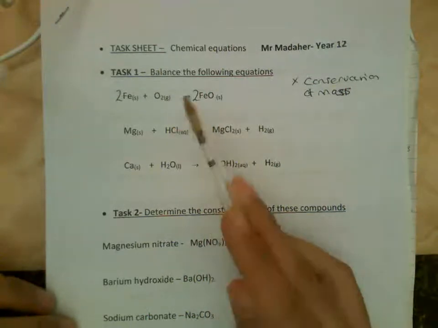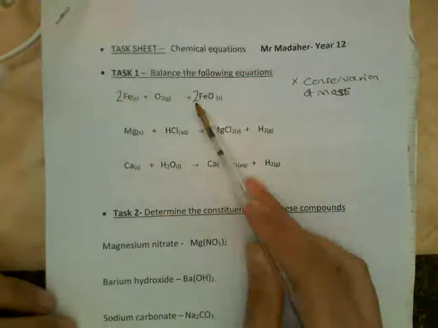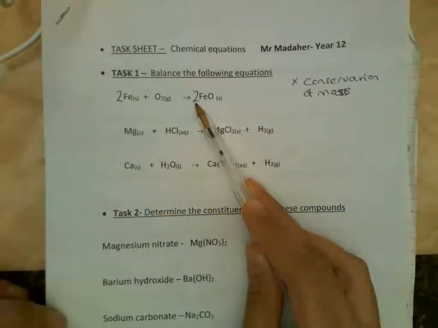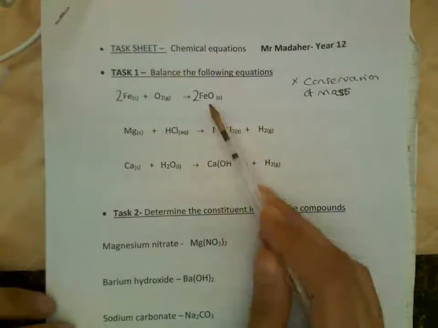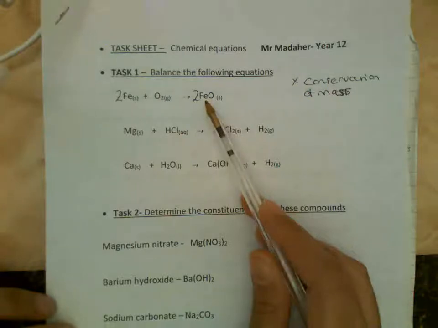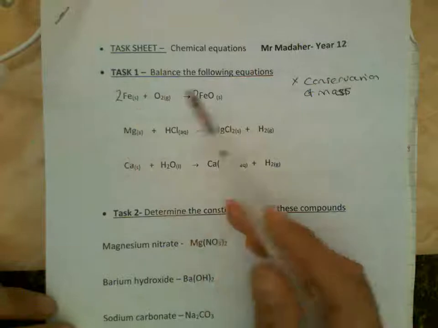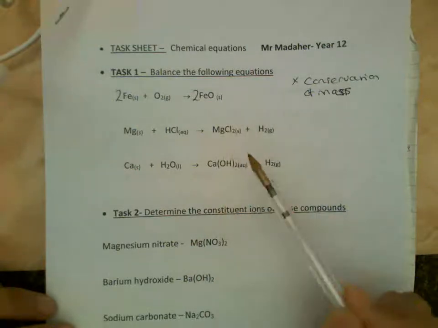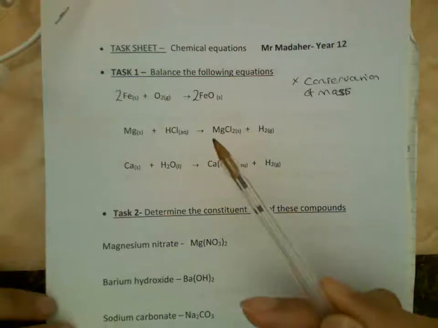When we're balancing and putting integers at the front of species, so oxygen, compounds, molecules, or ions, we're multiplying the whole thing by 2. So we have 2 iron oxide compounds. So that's that. Now the second one, I'm going to give you an opportunity to pause and have a go yourself.